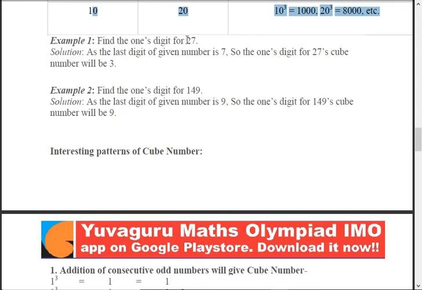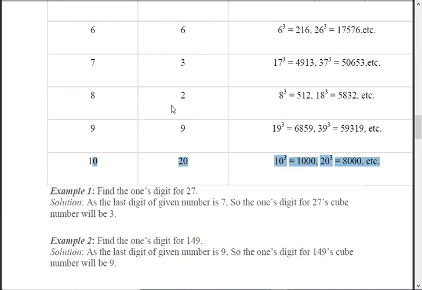Find the one's digit of 27 cube. So end is 7, so the final answer, cube, will end with 3. Now the number whose cube will be ending with 9. Okay. So the one's digit in 149, ending with 9. So the number will be ending with 9 only, because see this, number 9 cube ends with 9. Okay. Number 7 cube ends with 3.